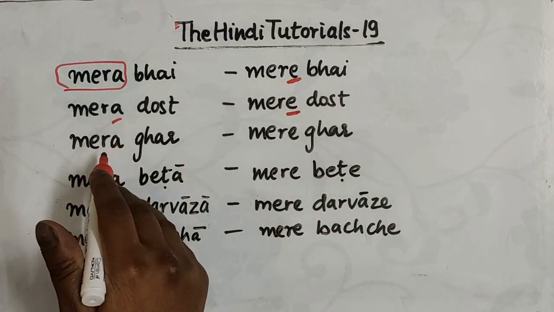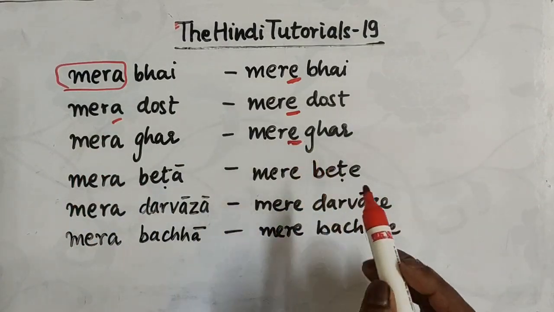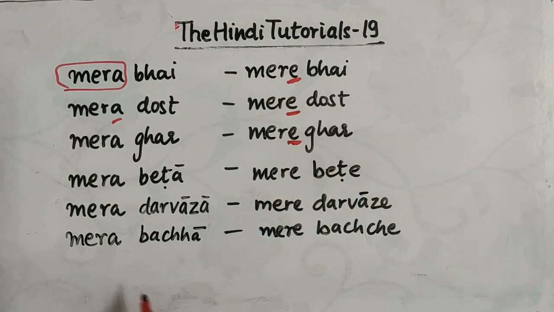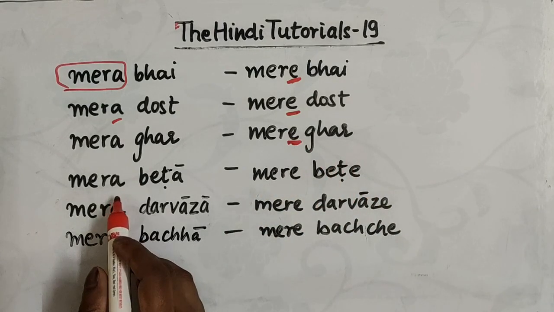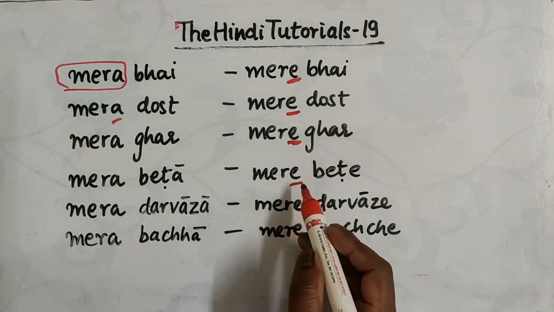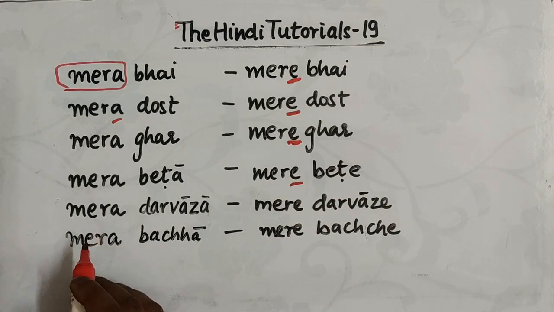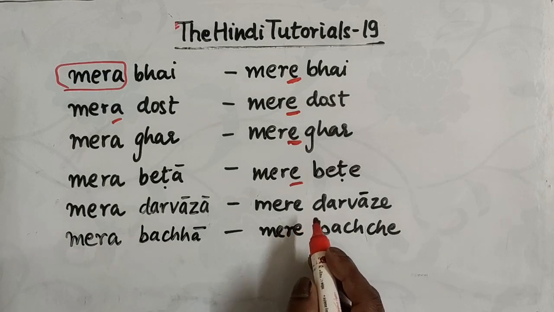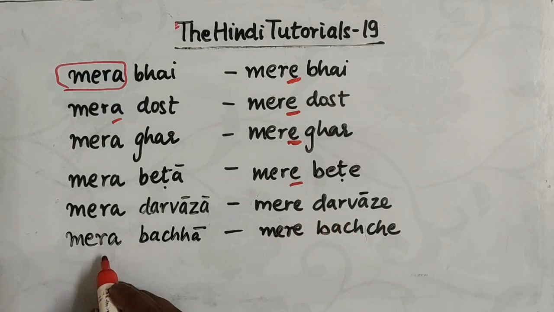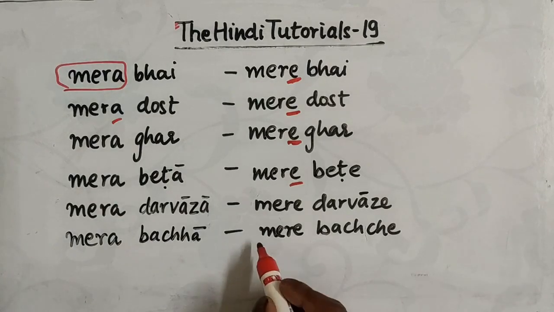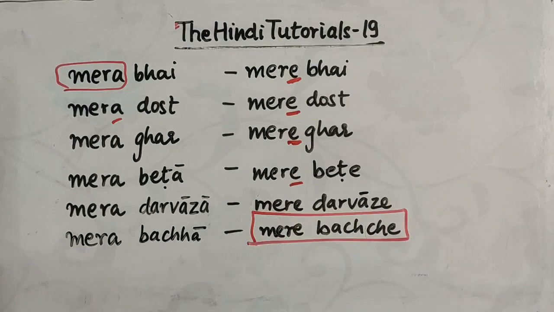Mera ghar is my house, mere ghar is my houses. मेरा बेटा is my son, मेरे बेटे is my sons. मेरा दरवाज़ा is my door, मेरे दरवाजे is my doors. मेरा बच्चा my kid, मेरे बच्चे my kids. Okay, when we are talking about sons and daughters in combination, we say मेरे बच्चे. ठीक है.